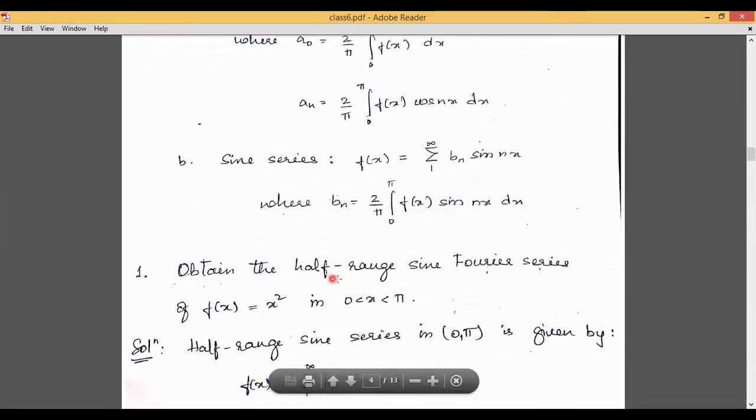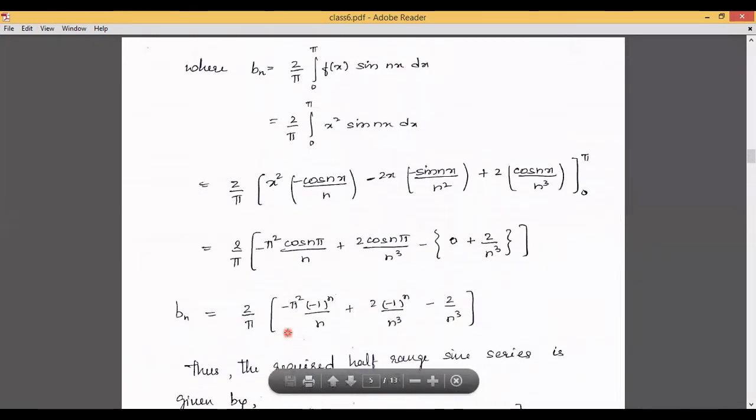Obtain the half range sine Fourier series of f of x is equal to x square in 0 less than x less than pi. See, if they ask you to obtain the half range sine series, you should use that particular formula. If they ask you to obtain the half range cosine series, then you need to use that particular formula. And here the given function is x square. Accordingly, I will use those formulas.